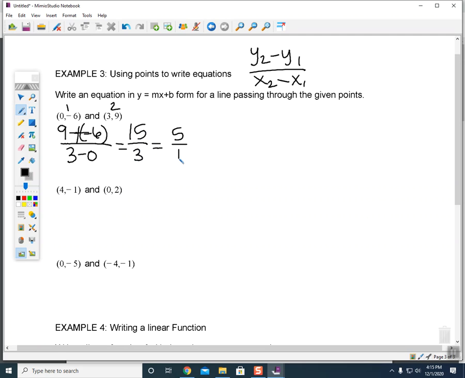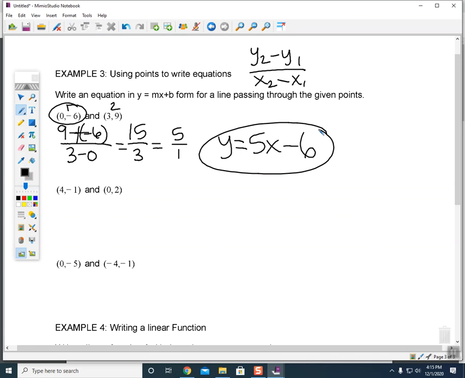And if you remember, our y-intercept is always going to happen when x is 0, right? So right here is when x equals 0. So my y value when x equals 0 is -6. So my y-intercept is -6. So I have the 2 pieces I need. I can write my equation. Y equals 5x minus 6. And then I'm done.